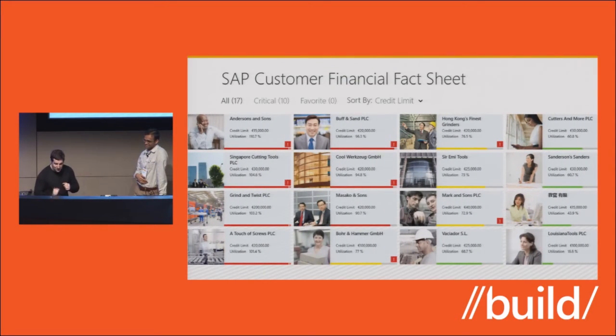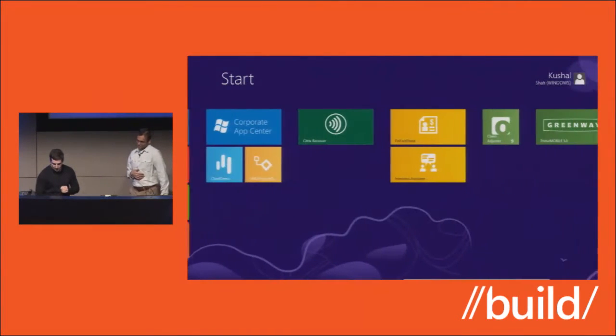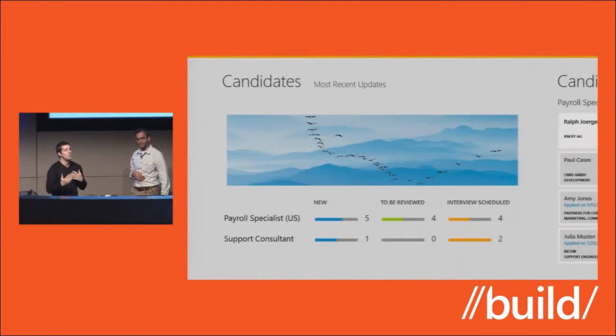I got one more. So that was Financial Fact Sheet. I've got one more, which I'm going to hit the Windows key. There we go. This one's Interview Assistant, and this one's a little bit more process-centric. The other one was a little bit more data-centric.